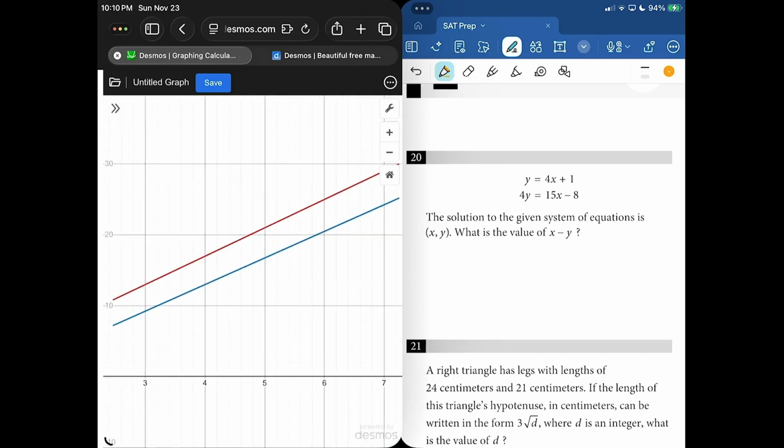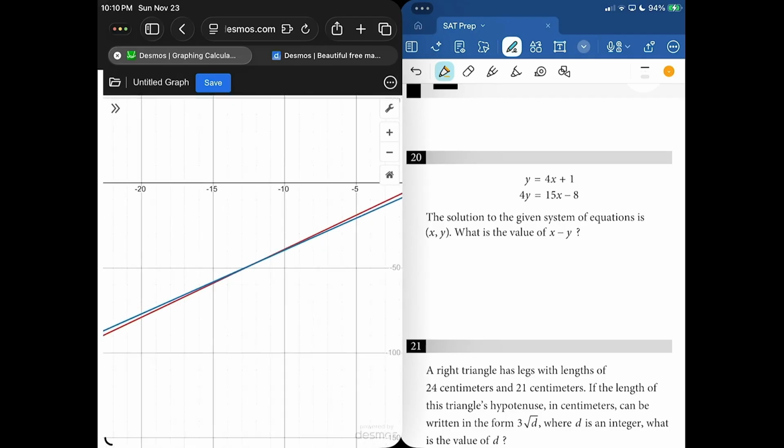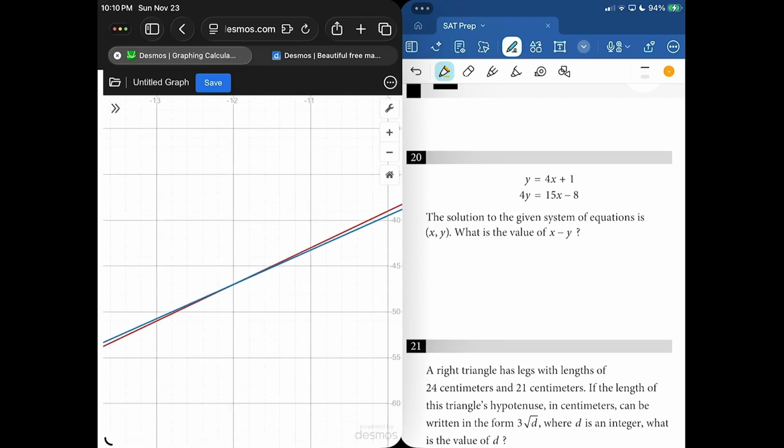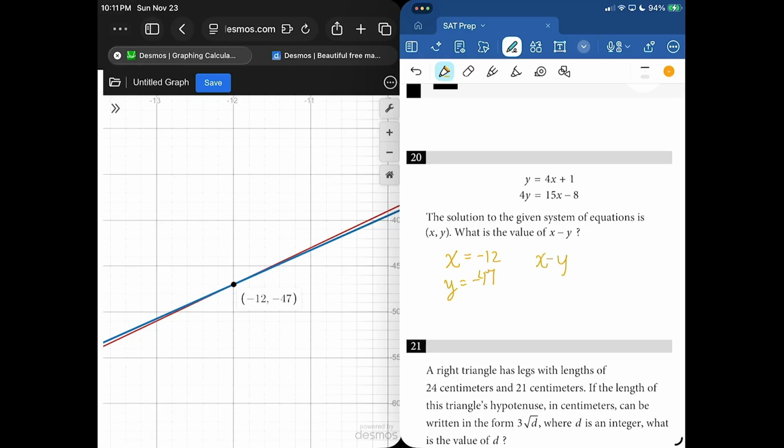The solution is going to be where the graphs cross, and it looks like it's happening right here. Now we can use our pen and go ahead and plot that, and it's going to tell us that the x value here is -12, the y value is -47. So the value of x minus y is going to be -12 minus a -47. And that's going to be 35.